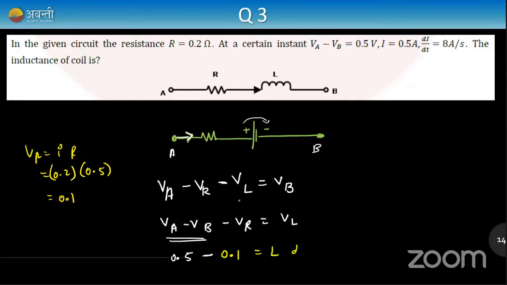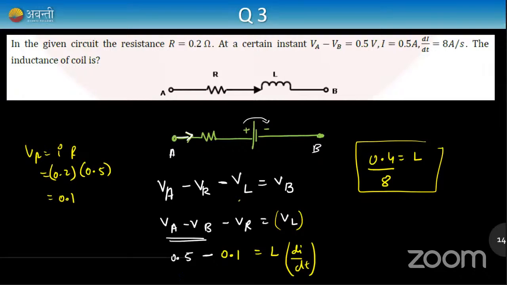VL is equal to L di by dt. L into di by dt. Right? Potential at inductor is L di by dt. So use that formula. So you get 0.4 is equal to L into di by dt, which is 8. So you divide this, you get the inductance. Okay, that's all, guys. This is how we solve the problem. And this question has a very high probability of appearing in your exams.